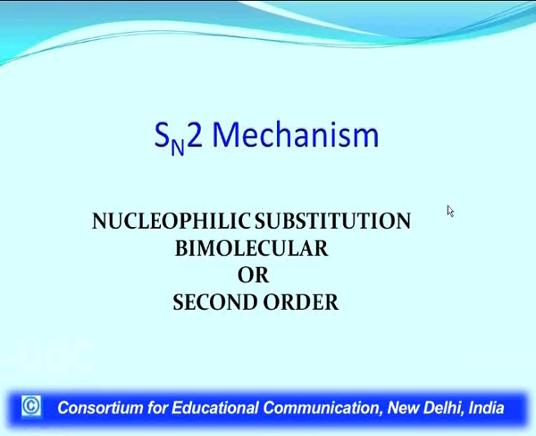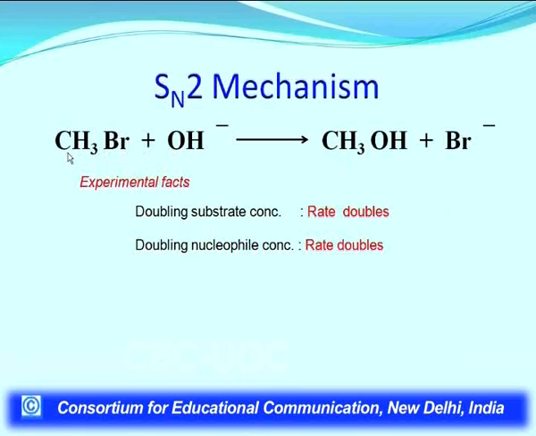Let us take an example. When the treatment of bromomethane is carried out with sodium hydroxide, we observe that methanol is formed and bromide ion is replaced. Experimental facts for this reaction show that when the concentration of the substrate, that is methyl bromide, is doubled, rate is doubled. It means the rate depends on the concentration of bromomethane raised to the power 1.